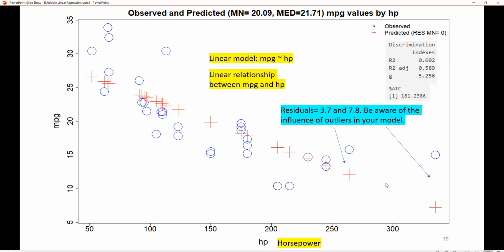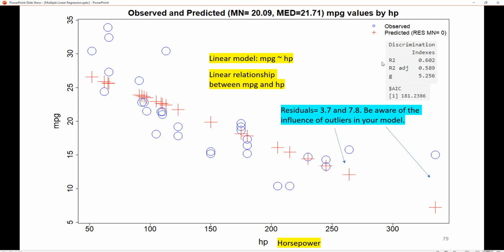And when we look at our two highest values in horsepower, we can see that we have residuals of 3.7, and that's the distance between that blue hollow circle and that red plus sign. The distance between that would be 3.7 miles per gallon. And when we look at our car with the most horsepower, which is over 300, we see that the residual or error component, the distance between that blue circle and that red plus, that's 7.8. There is a distance there, so be aware of the influence of outliers in your model.